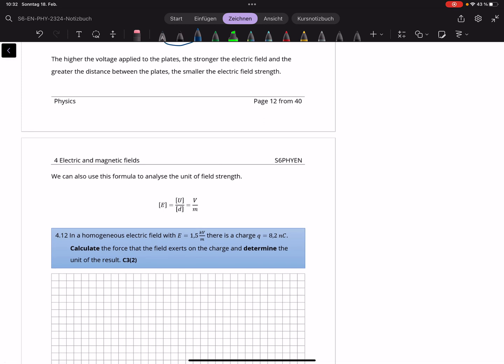Now at last, just a very small look at the unit. So it's U divided by D. So it's volt per meter. It can be converted because volt is not a standard unit, so we can convert this into standard units and get something else. But that's rather complicated and not necessary at this stage.